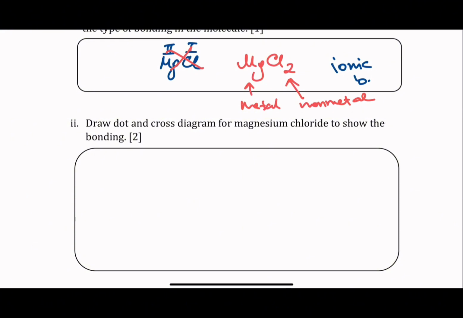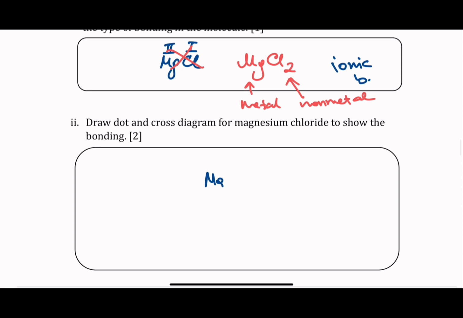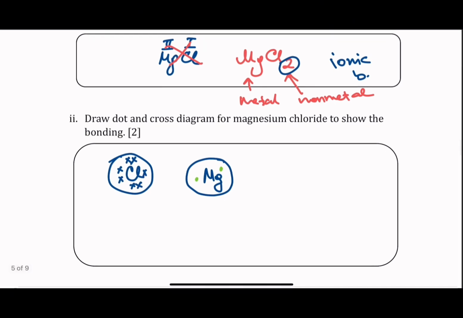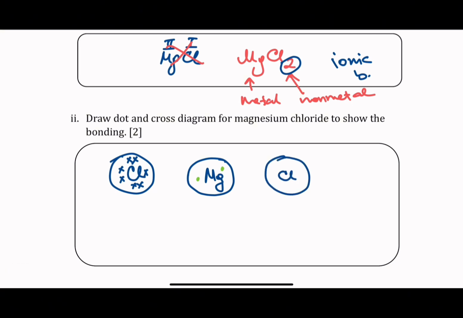So again, because it is ionic and I have magnesium, so magnesium we start with 2 electrons on it. So I'm going to write here 1, 2. Well, the chlorine, because I have 2 chlorines, right? So I'm going to write chlorine here, and it has 7 valence electrons. So 1, 2, 3, 4, 5, 6, and 7. And then we're going to draw another chlorine here. 1, 2, 3, 4, 5, 6, and 7.